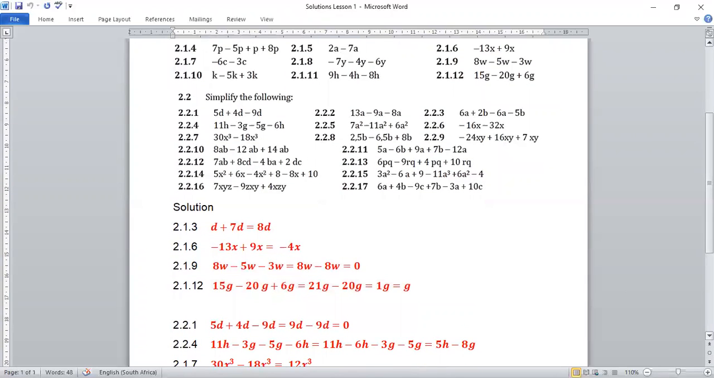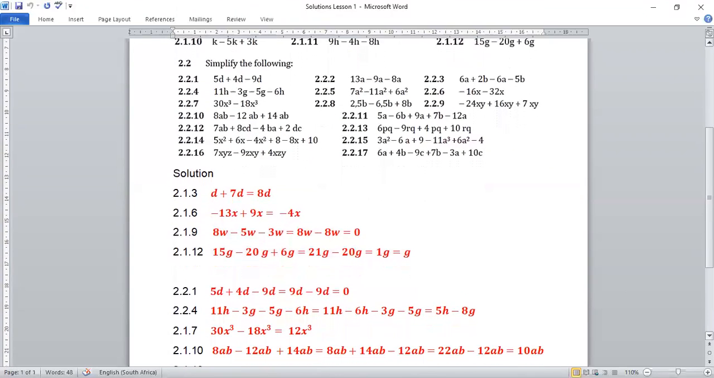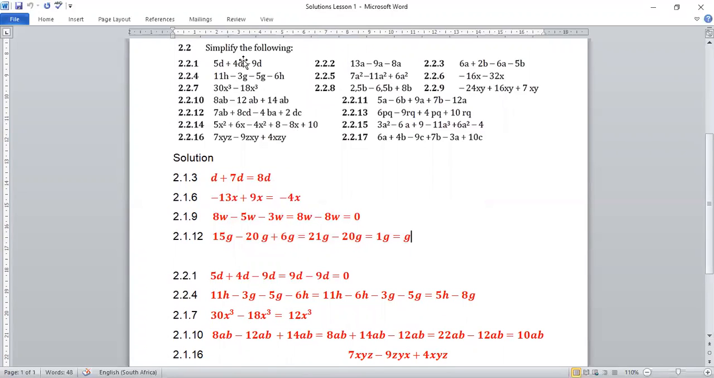And then if you move along to the question where it says, simplify the following. If we look at 2.2.1, you were given 5d plus 4d subtract 9d. First step, they are all like terms and there's positives and negatives. You group the positives together, add them up, you get 9d. And that subtract 9d, you get 0.